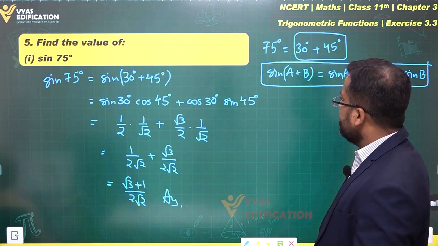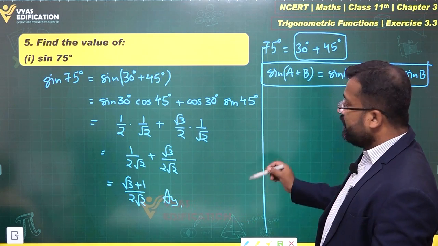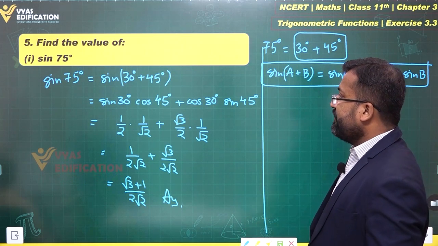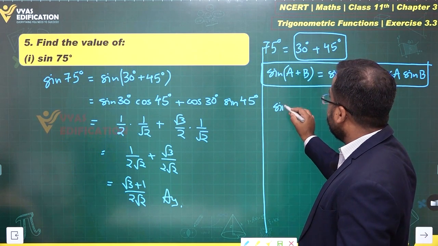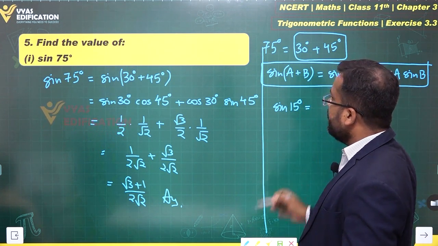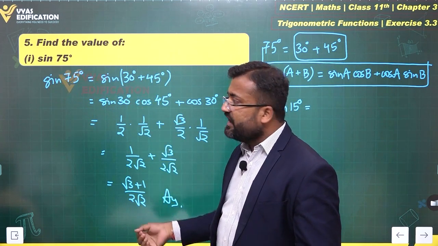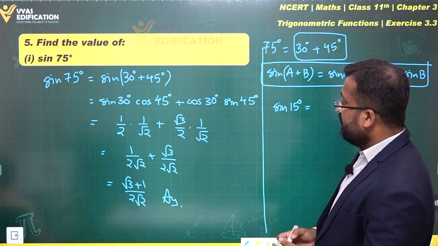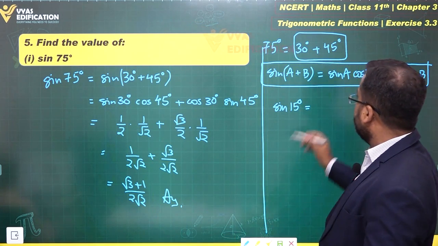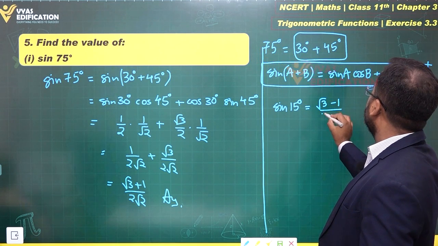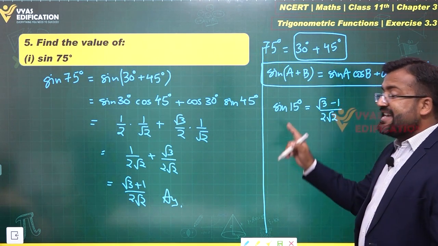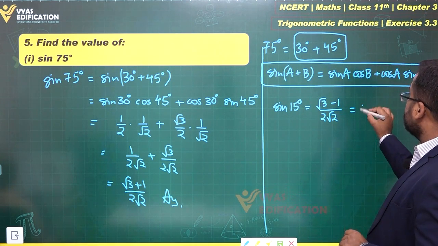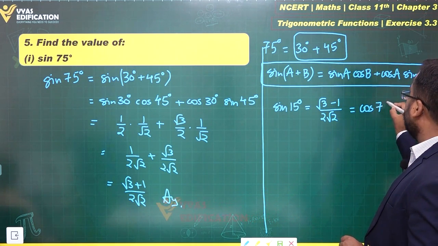Should we remember this value? Yes, for future prospects, you should remember this value. What other values along with this can we remember? We can further remember sine 15 degree. For sine 15 degree, what we would require is 45 minus 30. Can you observe? This would have been 45 minus 30. There would have been a minus here, minus here, minus here. This term would have been minus actually, and you would have obtained root 3 minus 1 by 2 root 2. Sine 15 degree is also equal to, by the complementary angles rule, cos 75 degree.